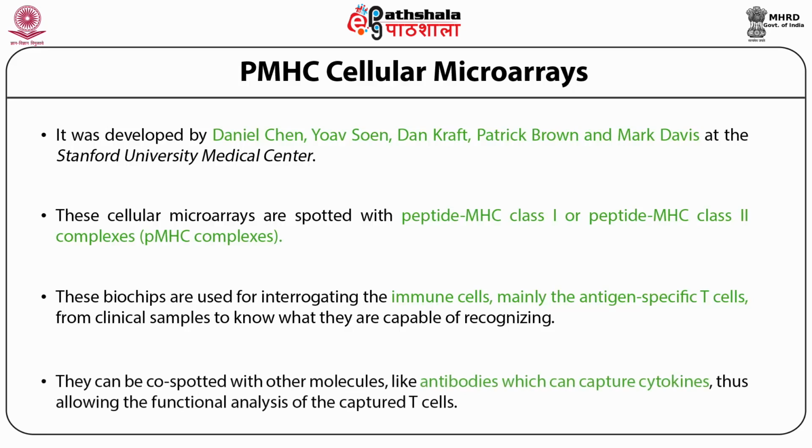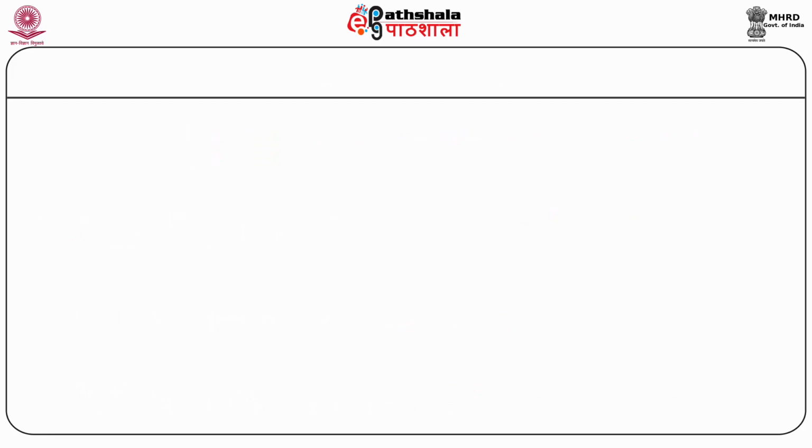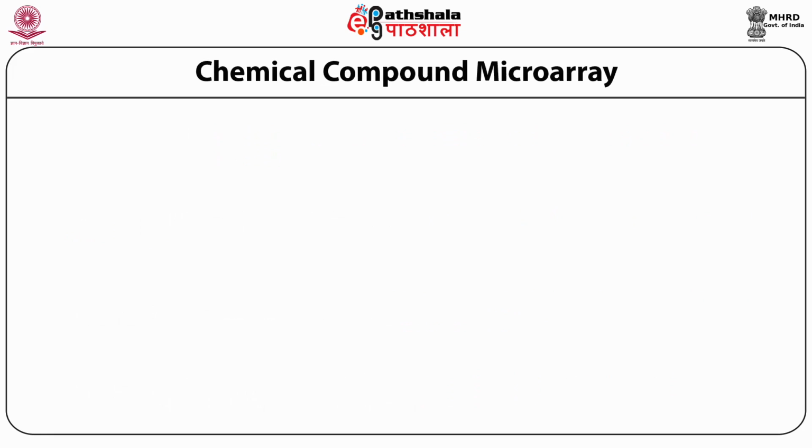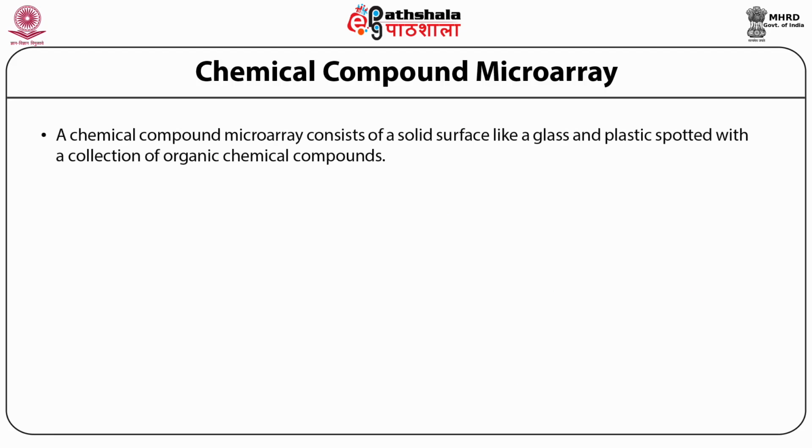They can be co-spotted with other molecules like antibodies, which can capture cytokines, thus allowing the functional analysis of the captured T cells. Chemical compound microarray. A chemical compound microarray consists of a solid surface like glass and plastic spotted with a collection of organic chemical compounds. Its format is similar to that of DNA, protein, or antibody microarray.